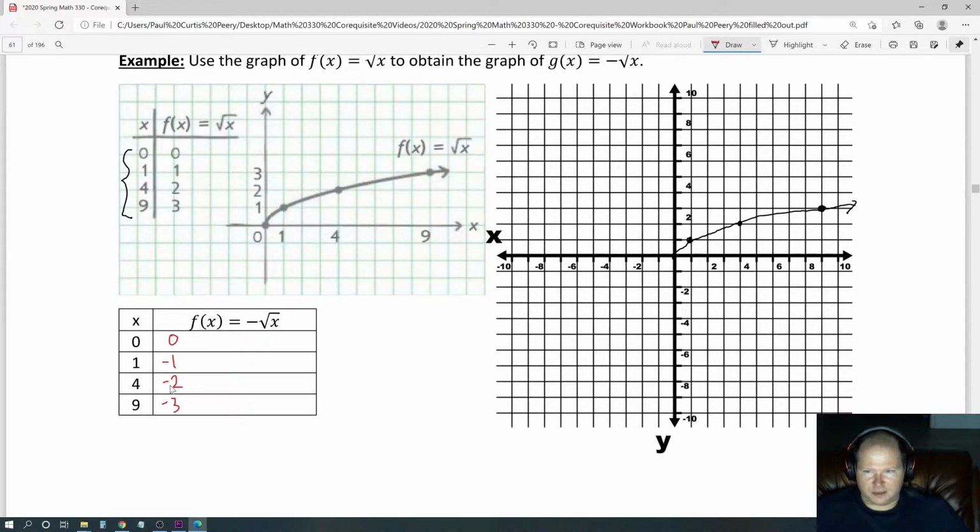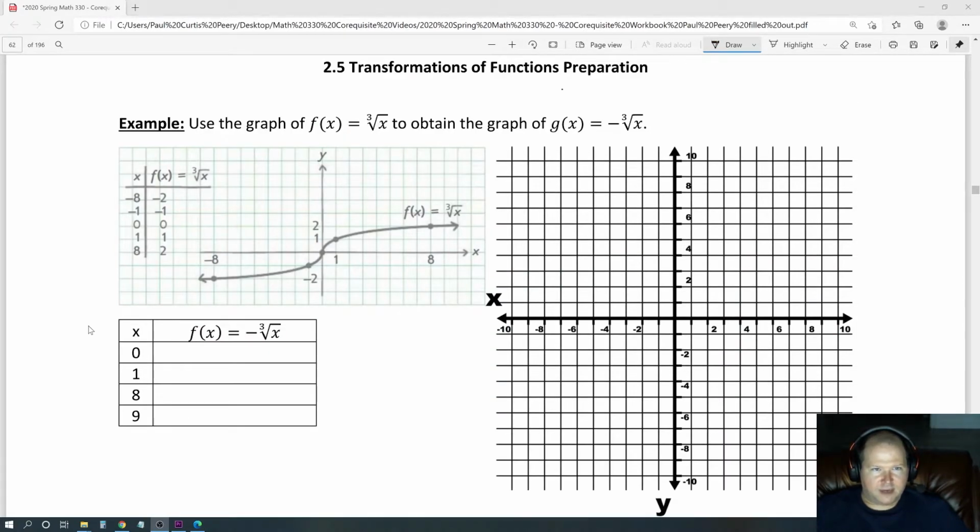Okay, so let's see what we get here. We get a 0, 0, right there in the middle. Then we have 1, negative 1, which is down here. Then we have a 4 and negative 2, and then we have a 9 and a negative 3. And sure enough, when we draw a line through all this, we end up with something like that. So again, it actually flipped along the x-axis. This x-axis right there, just flipped it. It flipped it, right?